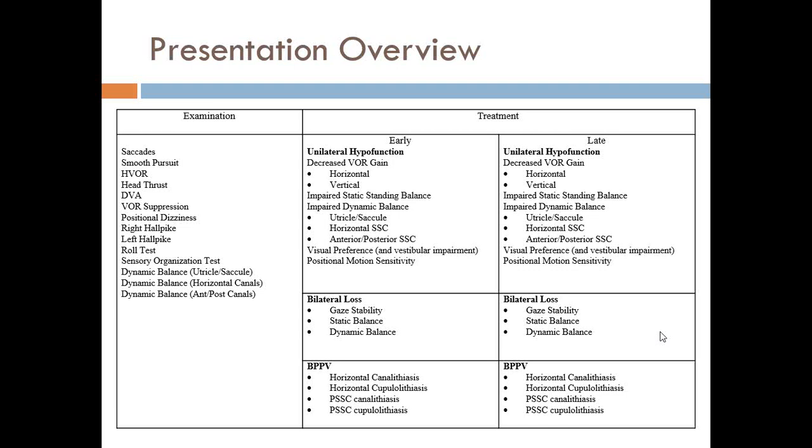Sensory organization is essentially the ability of a patient to take in all of the information pertaining to balance. So balance is a meta system. It's a system comprised of three other systems. Okay. So balance is comprised of vision, strength, and sensation. So sensory organization is the ability to integrate all of these pieces of information to keep yourself upright.